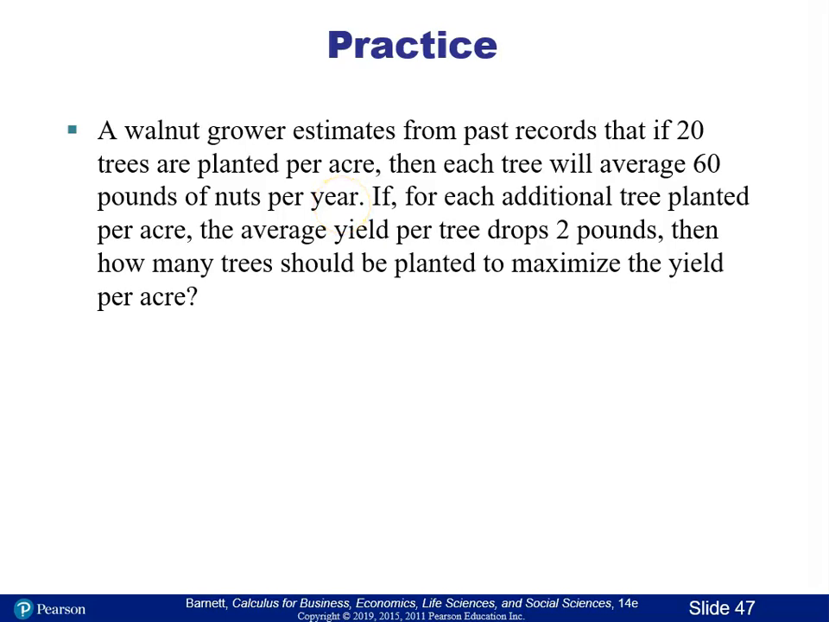Okay, this one is a good one to practice with too. A walnut grower estimates from past records that if 20 trees are planted per acre, then each tree will average 60 pounds of nuts per year. If for each additional tree planted per acre, the average yield per tree drops 2 pounds, how many trees should be planted to maximize the yield?